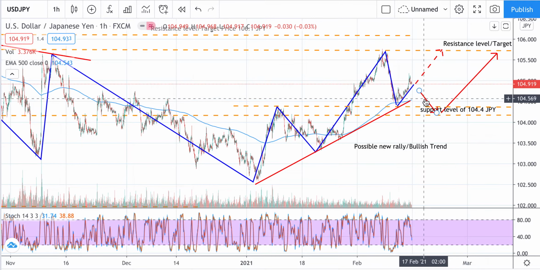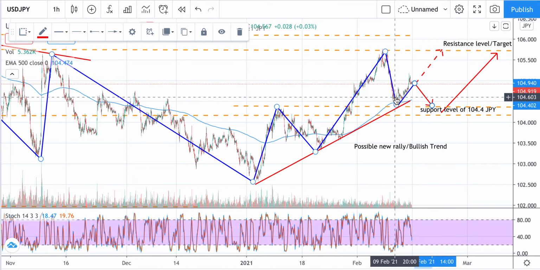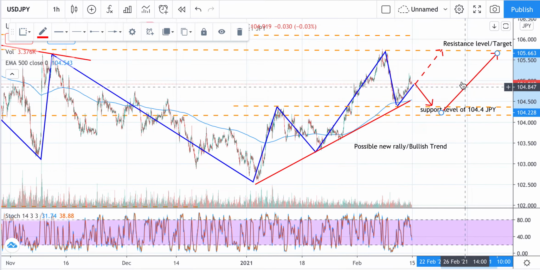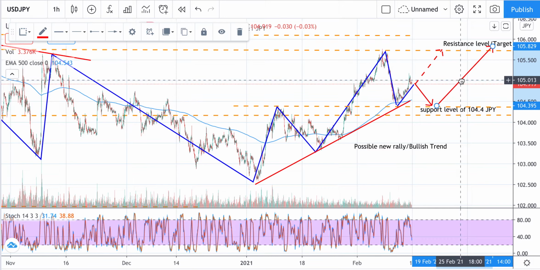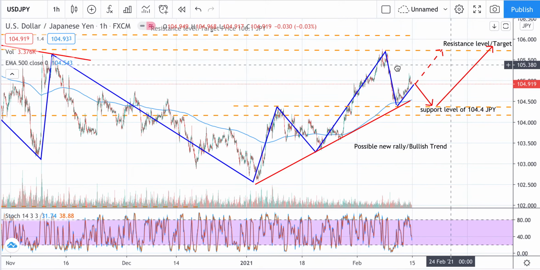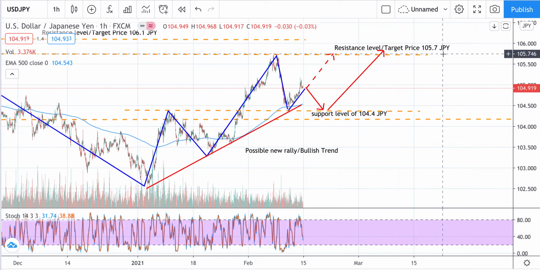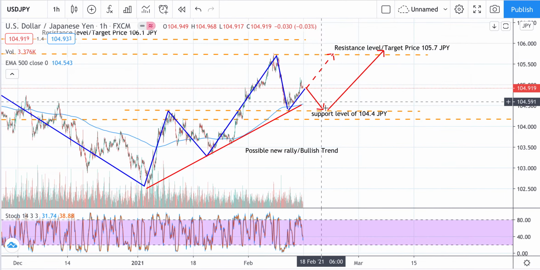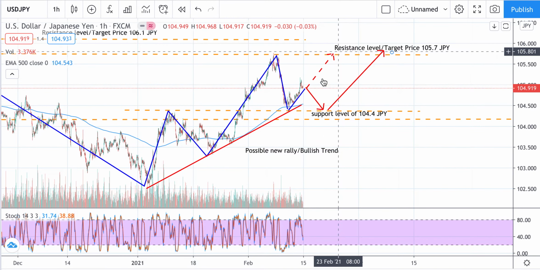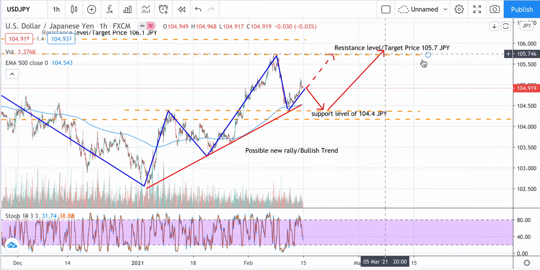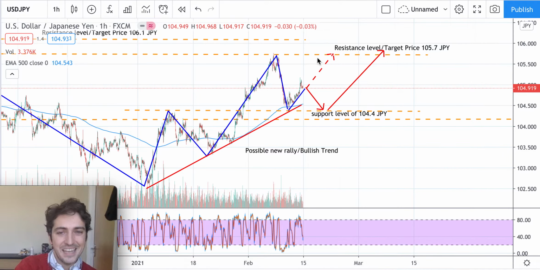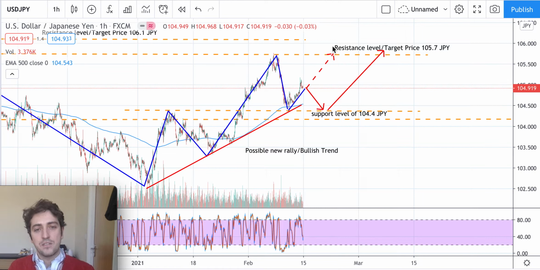So what can happen next? We can see there are two options: the market will start going upward from tomorrow, with the new target price of 105.7 Japanese yen, or it can go down. I would not like this second option. I think the first will happen, with the first target price of 105.7 Japanese yen. So the idea would be to go long, reaching 105.7 Japanese yen.